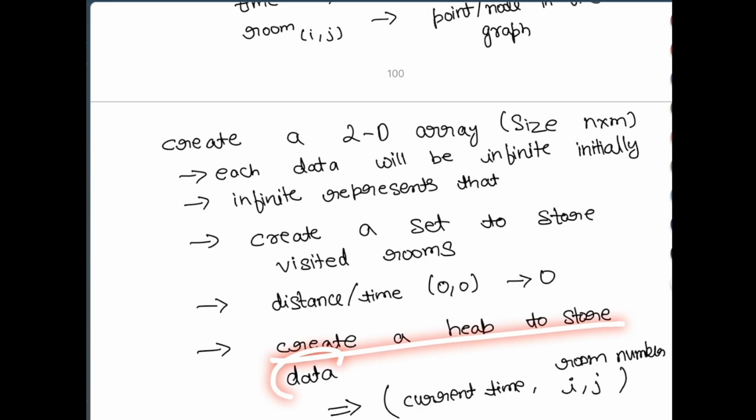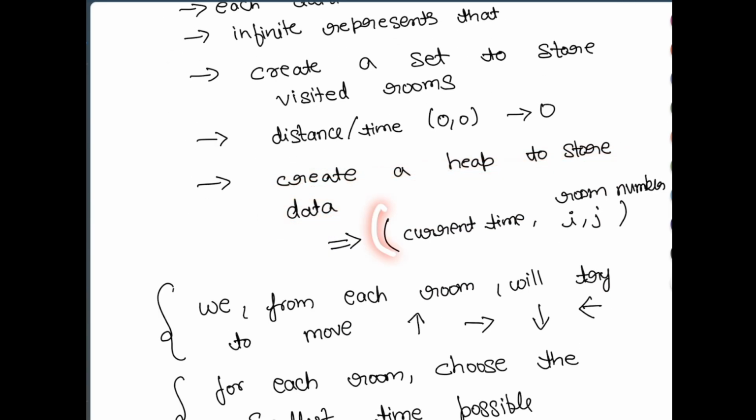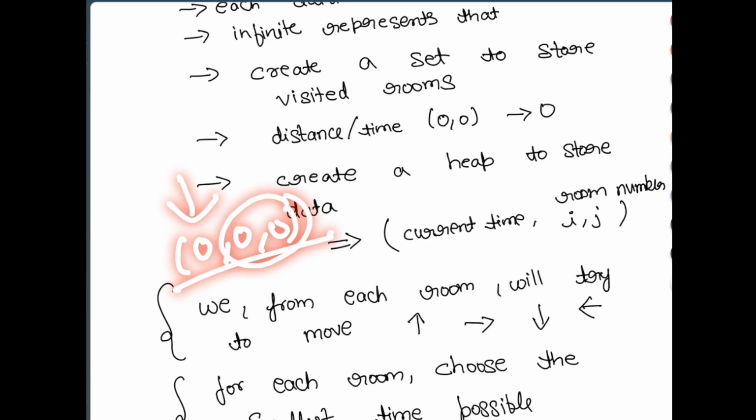Also create a heap to store some data. Now what is this data? This data is going to store 3 different values. The current time we have spent to reach the room number i, j. So initially we are just going to store it like 0, 0, 0, right? That's because to reach room number 0, 0, we took 0 seconds because we are already in that room.